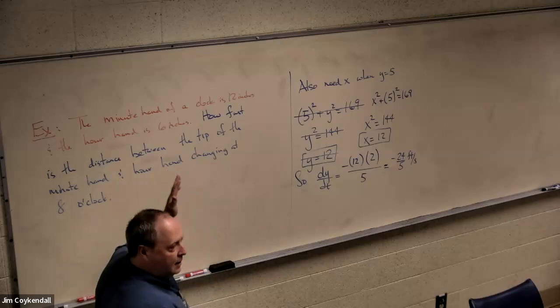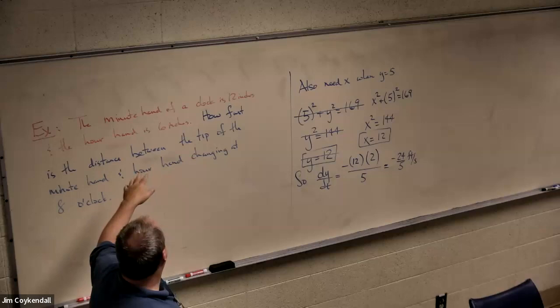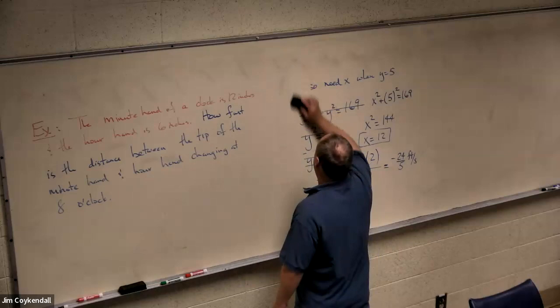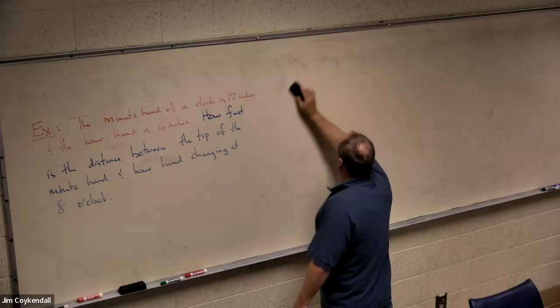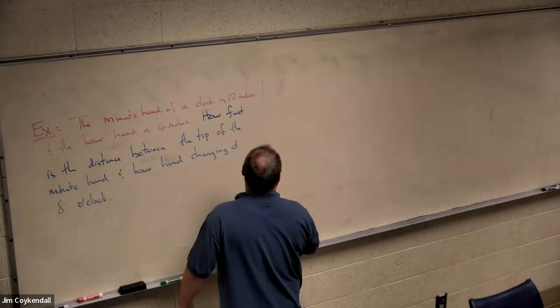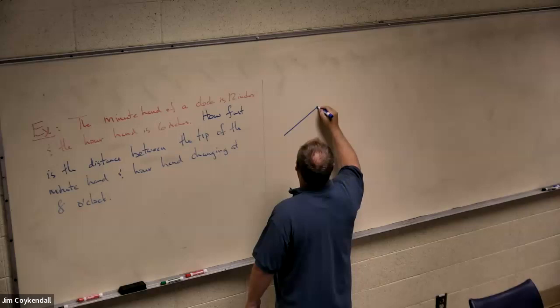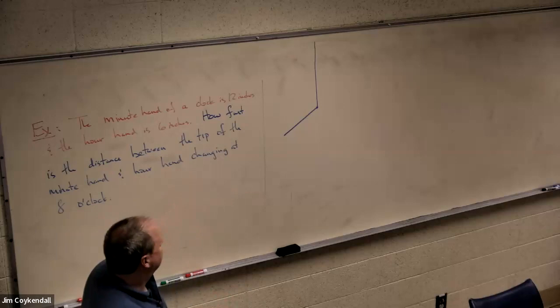Right. So you've got a clock that's got a foot-long minute hand and a 6 inch hour hand. How fast is the distance between the tip of the minute hand and the hour hand changing at 8 o'clock? So let's draw a picture. I'm going to draw this at 8 o'clock, but I'm going to keep in mind that it's not always 8 o'clock. That looks like about 8 o'clock.